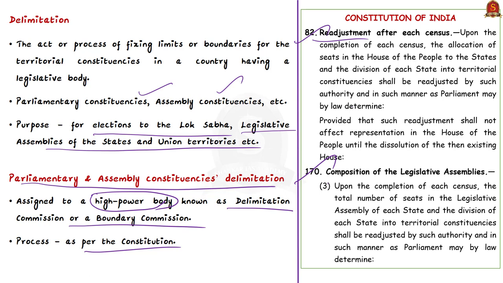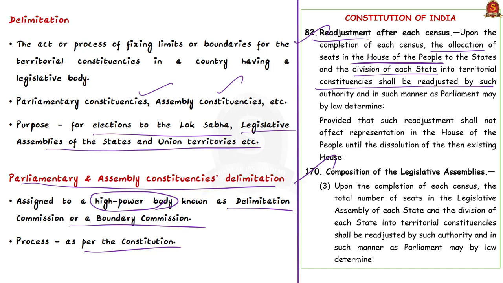Now, with respect to parliamentary constituencies, readjustment of the allocation of seats in the House of the People to the states is also done. And readjustment of the total number of seats in the legislative assembly of each state is done for assembly constituencies. So, under Article 82 and Article 170 of the Constitution, the Delimitation Commission assigns or redraws the boundaries of both the parliamentary constituencies and assembly constituencies. And remember, these are to be readjusted after the completion of each census.